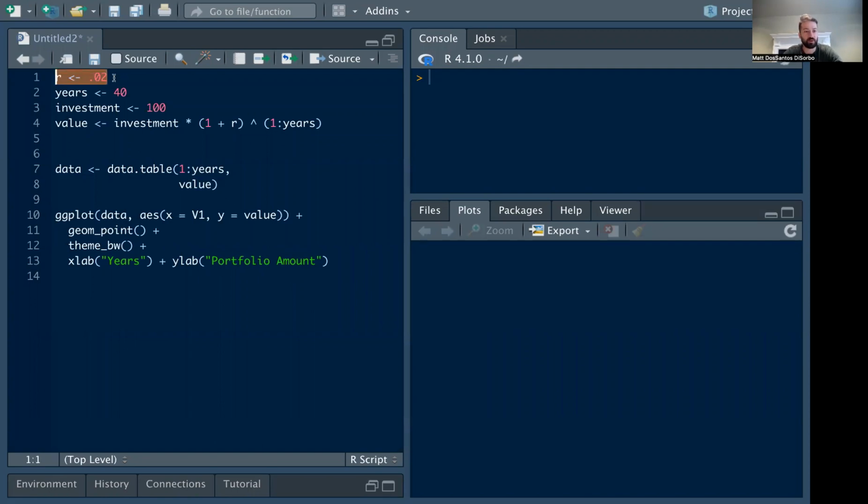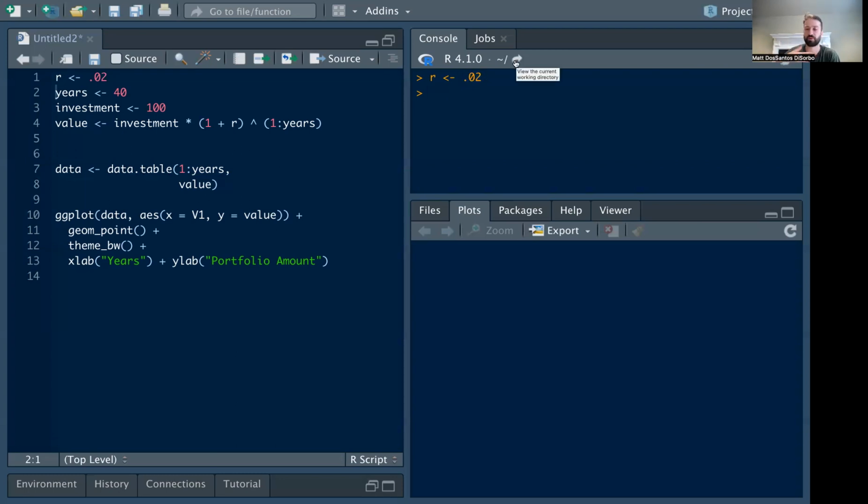So I have my script open here, and the first line, I'm setting R equal to 0.02. This is saying our rate of return is going to be 2%. And you can think of this as like a savings account that gives you 2% a year. At the time of making this video, it would be hard for you to find a savings account that gives you 2% a year, but maybe, in the future, the economic conditions are different. This is high. Now we're expecting much less.